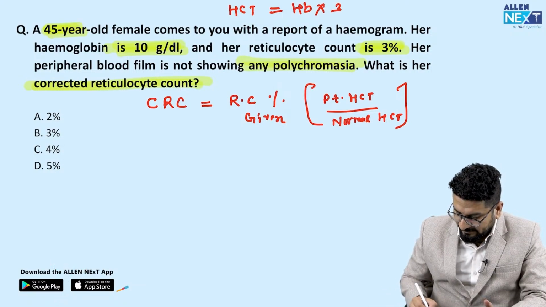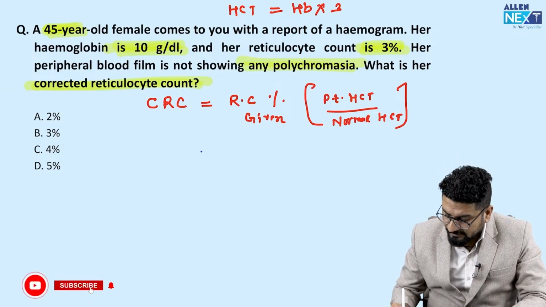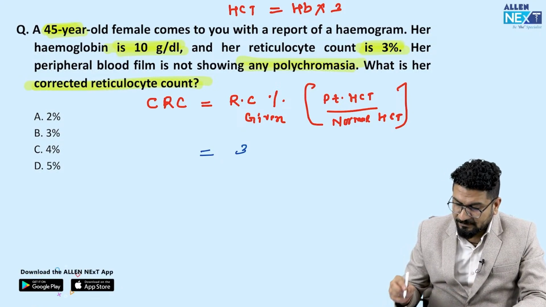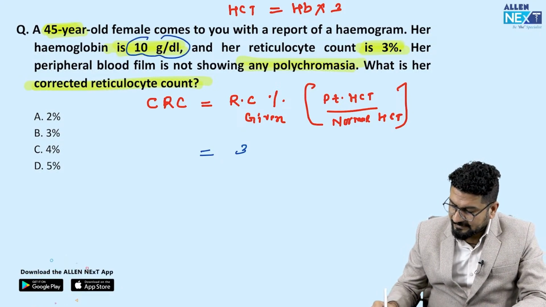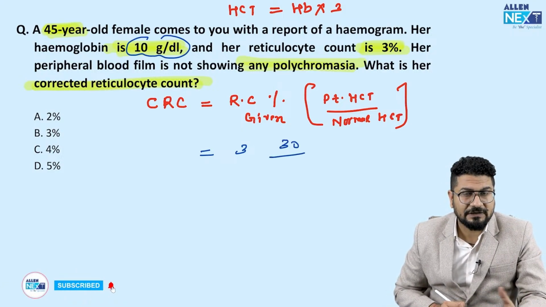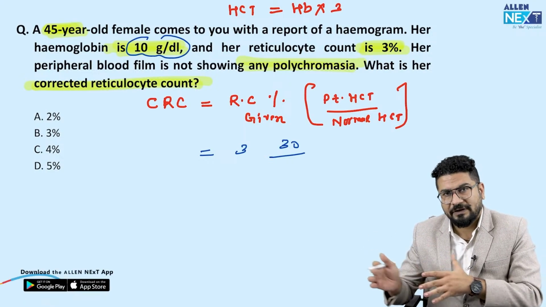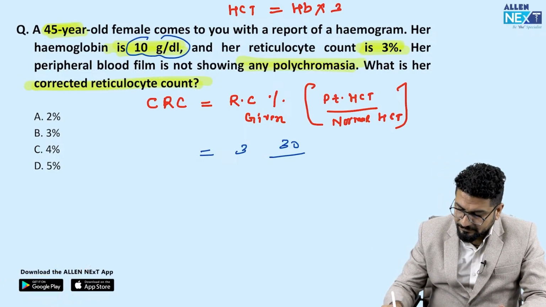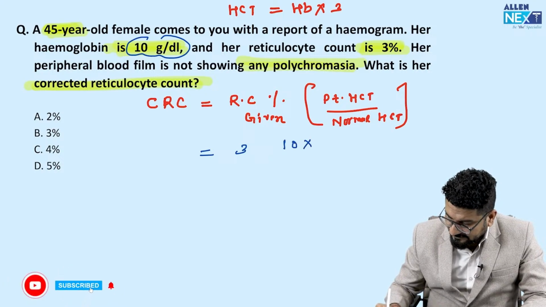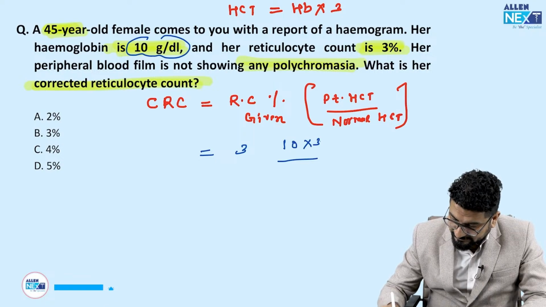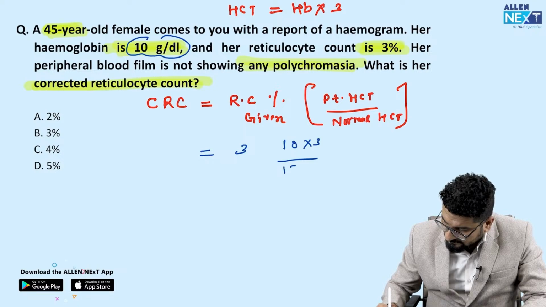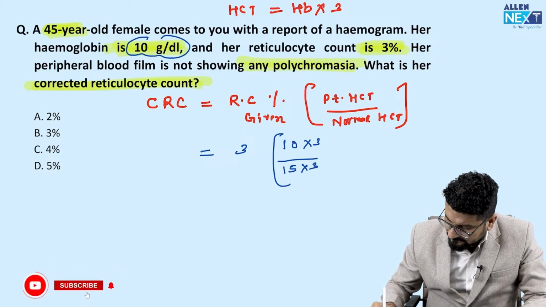Now if I apply these things in the question, the reticulocyte count given is 3%. Patient hematocrit is hemoglobin into 3, so 10 into 3, that is 30. Divided by the desired, normal hematocrit. We assume normal hemoglobin is 15, so normal hematocrit is 45. This is the data we use in practice. Let me write it in a simple way: 10 into 3, divided by 15 into 3.